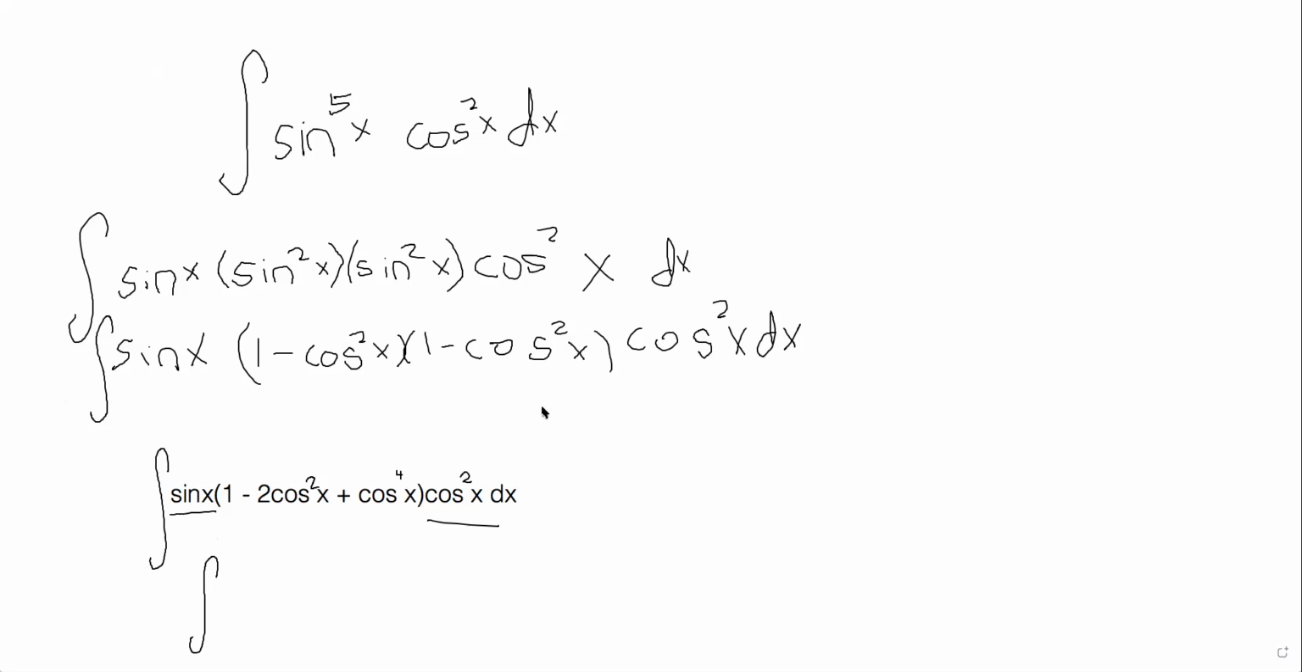Okay. Great question. So now let's go ahead and distribute. So we're going to get sine of x minus 2 sine of x. This is going to be 2 sine of x cosine squared x. And then we're going to have plus sine of x cosine to the 4th power of x.